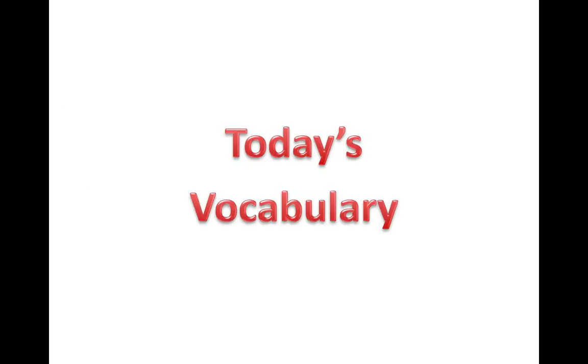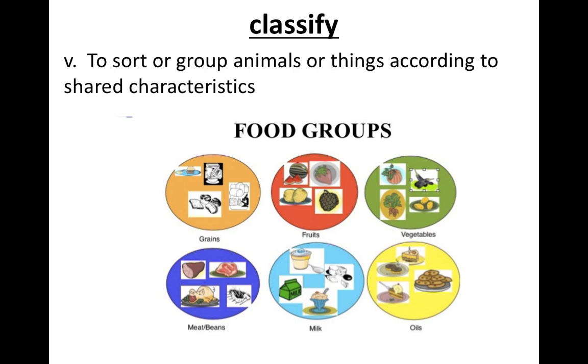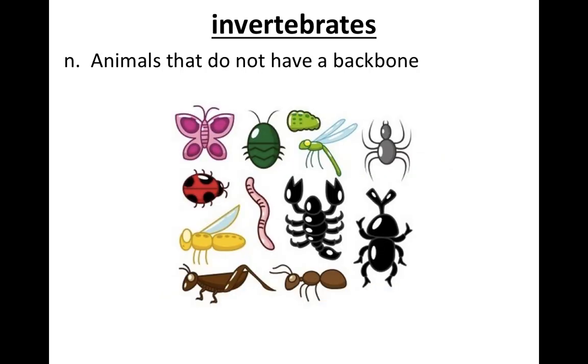Let's look at today's vocabulary. Characteristics: features or qualities that make one group differ from another. Classify: to sort or group animals or things according to shared characteristics. Invertebrates: animals that do not have a backbone.